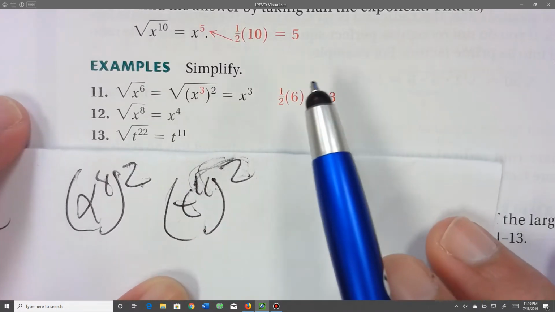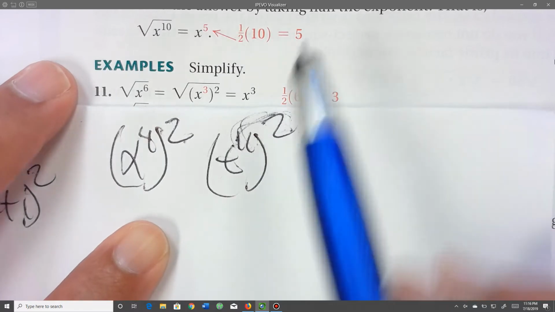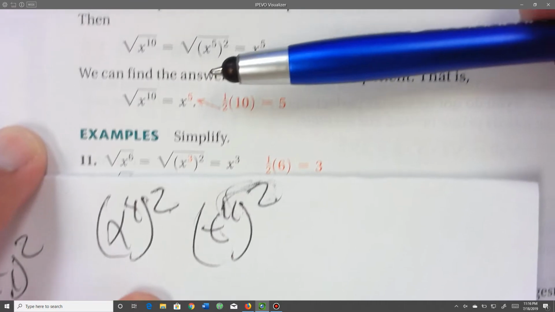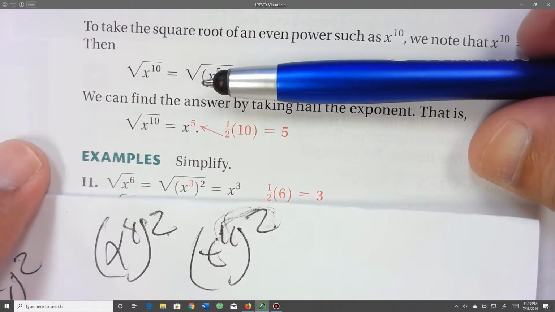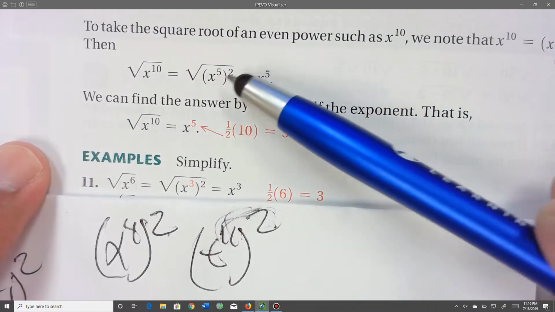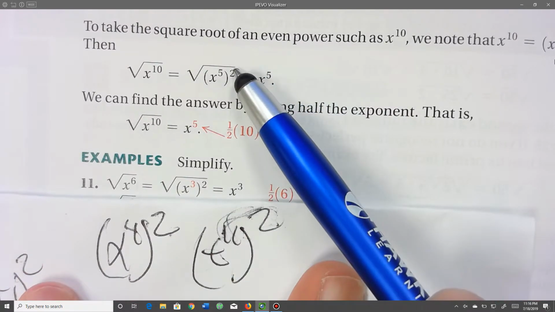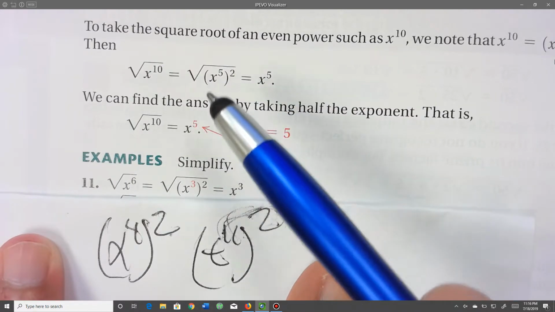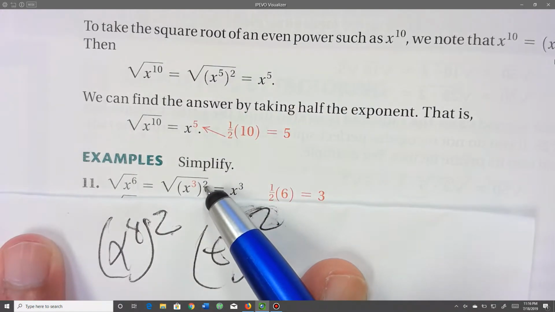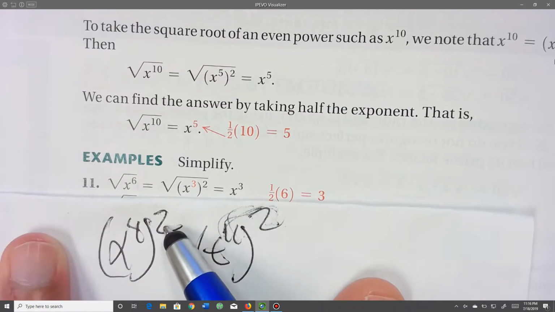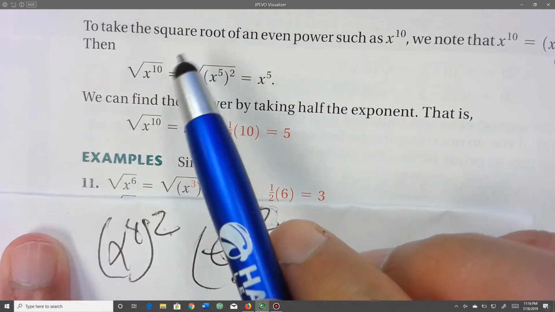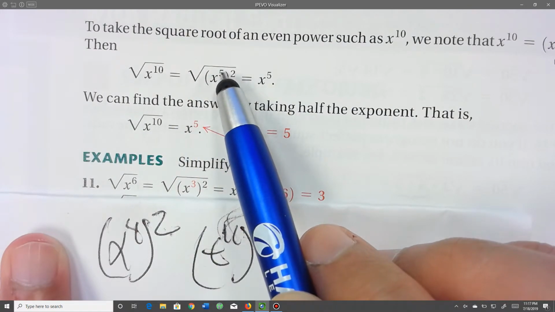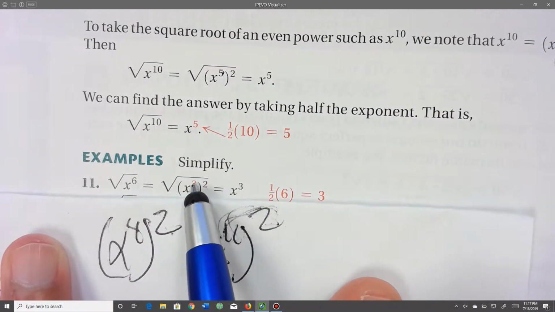Notice now the pattern there. If we write it with an exponent of 2 raised to an exponent of 2, that version there, and this version here, raised to the power 2, notice the pattern there. 10 is halved here. 6 is halved here.